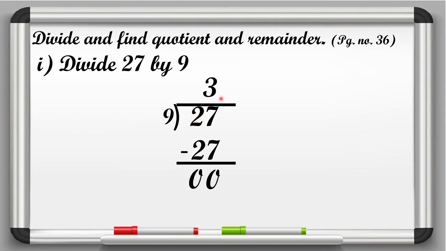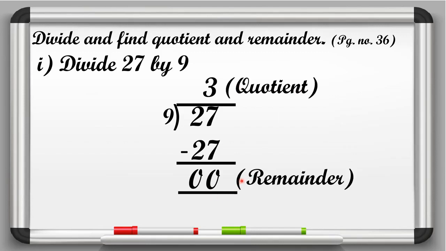Okay. So here quotient is 3. So here we will write a 3. ठीक है, यहाँ पर 3 के पास हम लिखेंगे quotient. And here 0 is the remainder. So here we will write a remainder. And in the answer, how we can write? Q is equal to 3 and R is equal to 0. Okay.